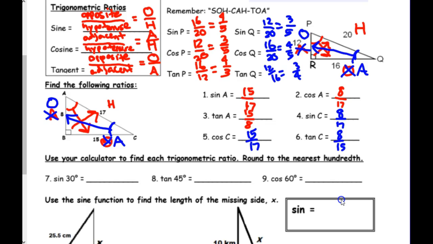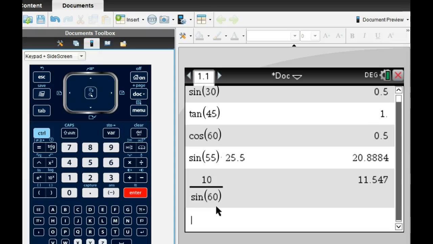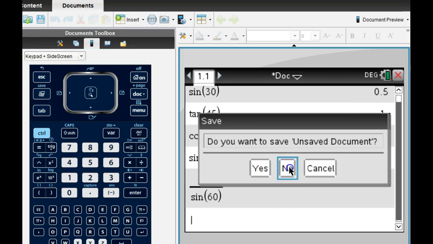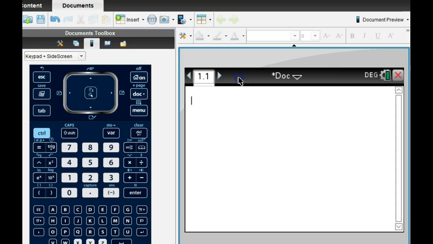All right, so here's the deal. This next part says use your calculator. You have to know how to type these into the calculator. So what I need you to do is go to a new document, number 1. Do not save, because I want you to have a blank slate. Not a new tab. I want a brand new document, please, because you need to know how to do this yourself.